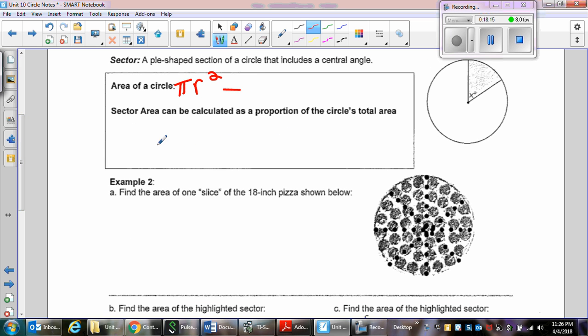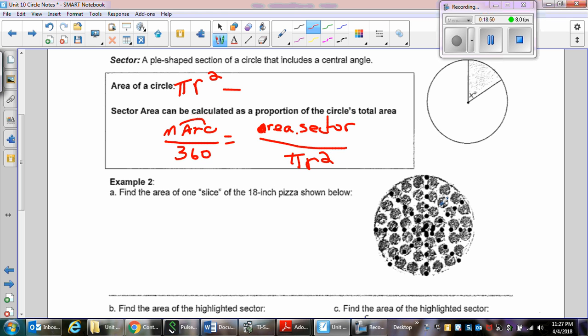So I'm going to write the formula: measure of the arc, whatever degree it is, over 360 degrees, equals the area of the arc, okay? Area of the shaded region, of the arc or the shaded region, the sector, that's what we call it, over pi radius squared is what I have to do, okay?